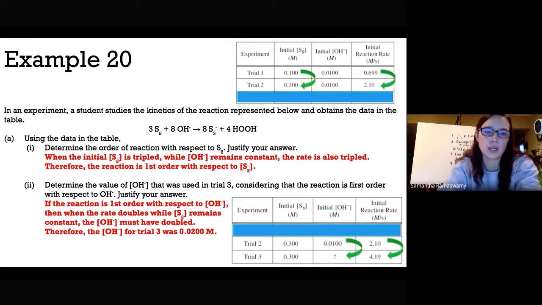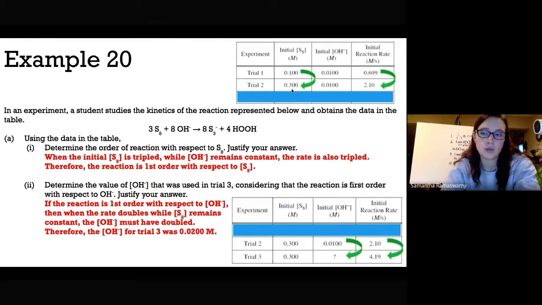So let's start by looking at part A. When we look at this top table, figuring out the order with respect to S8, we're looking at how S8 changes while OH remains constant. Because remember, you only want to change one at a time. So S8 triples. The rate also triples.